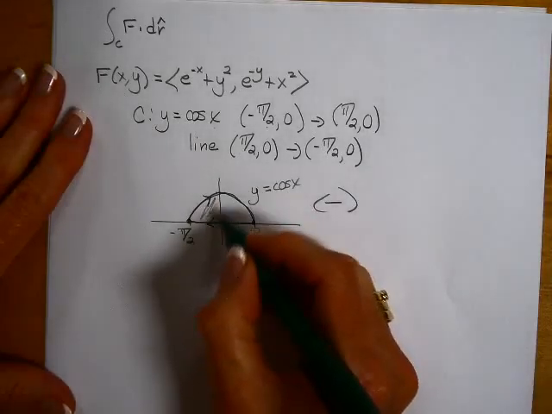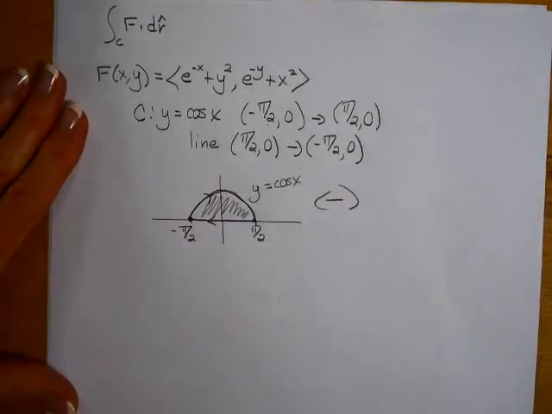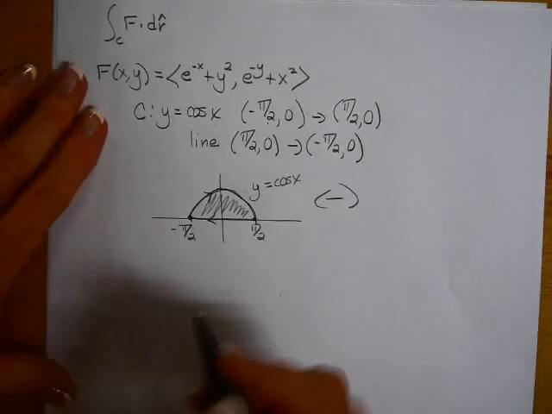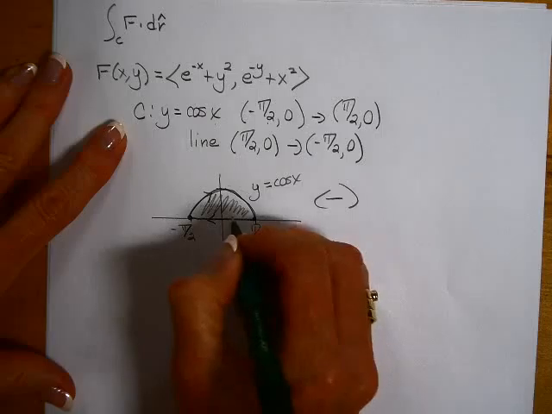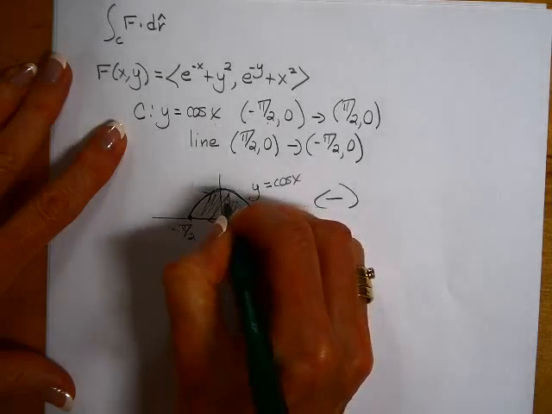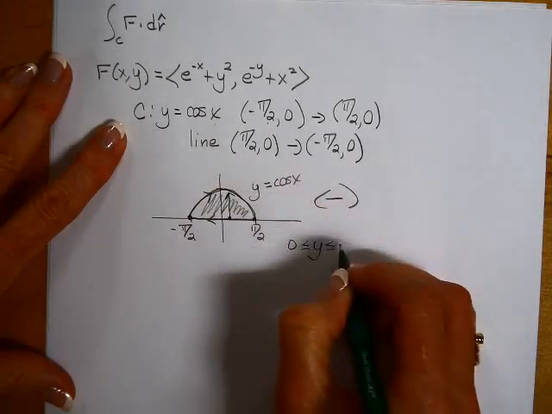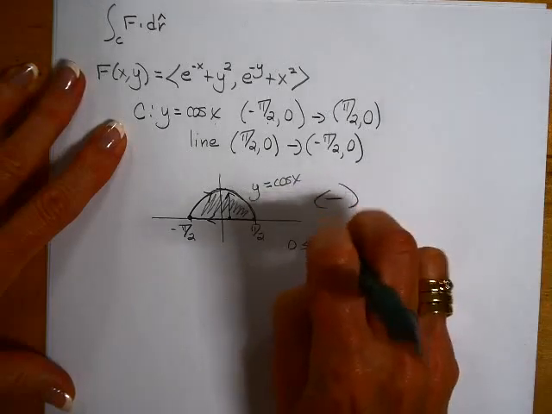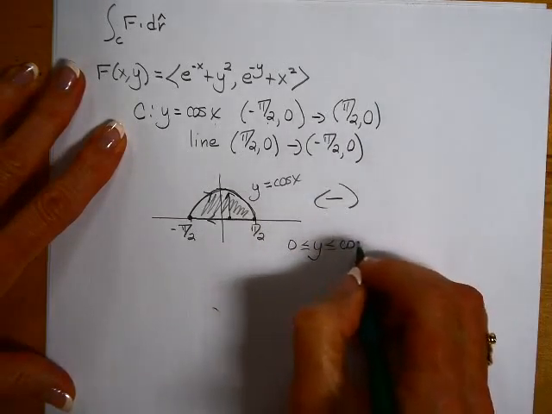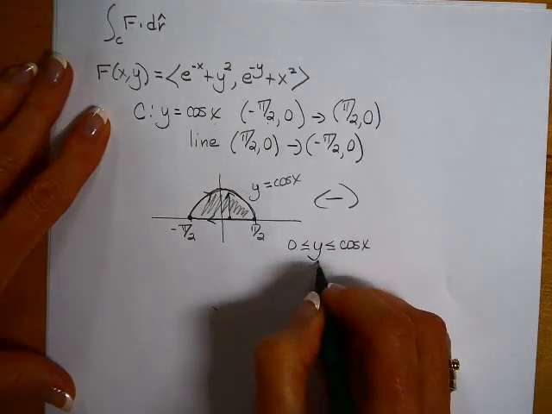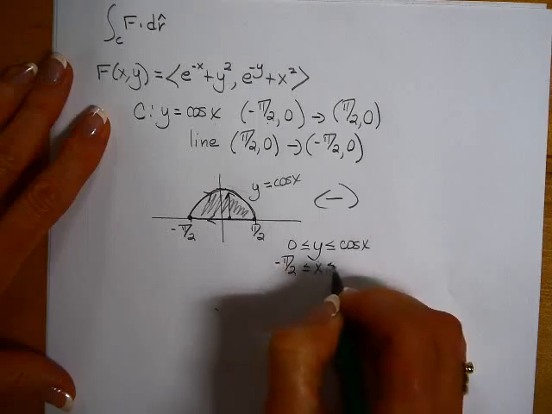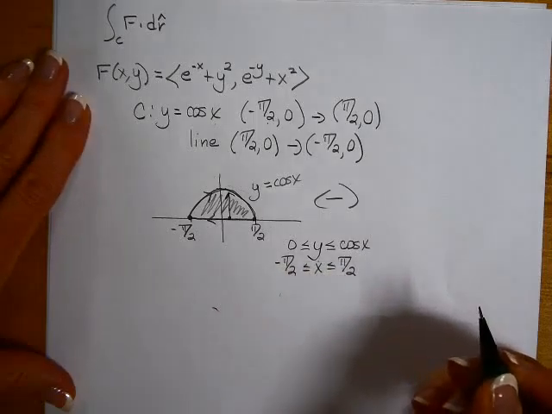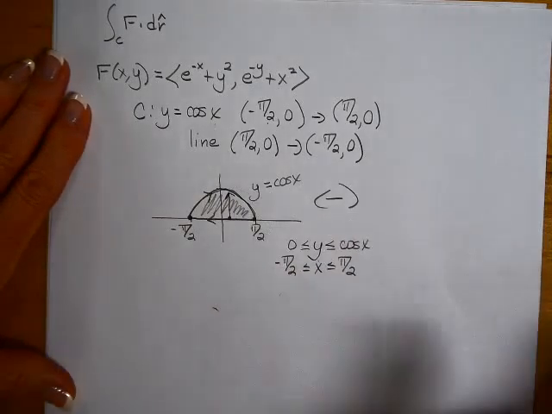All right, so we're going to change it to an integral over that region because it is simple and closed. So for my limits of integration, my y is going to go from this line to this line, so from 0 to the cosine of x. And my x's are going from negative pi over 2 to positive pi over 2. This is not polar coordinates. This is not r's and thetas. This is x and y's, okay?